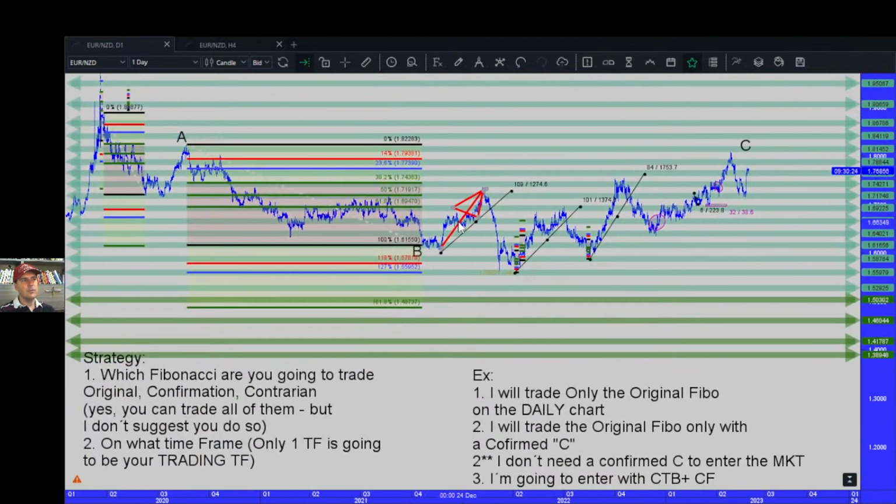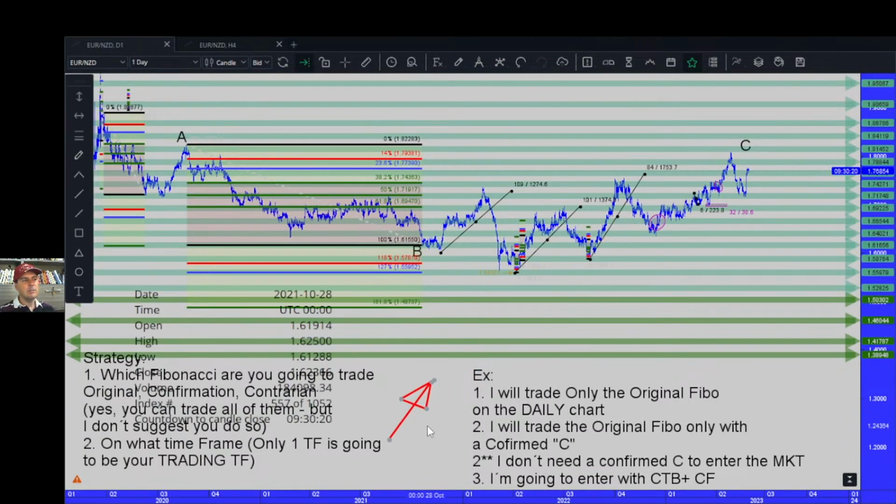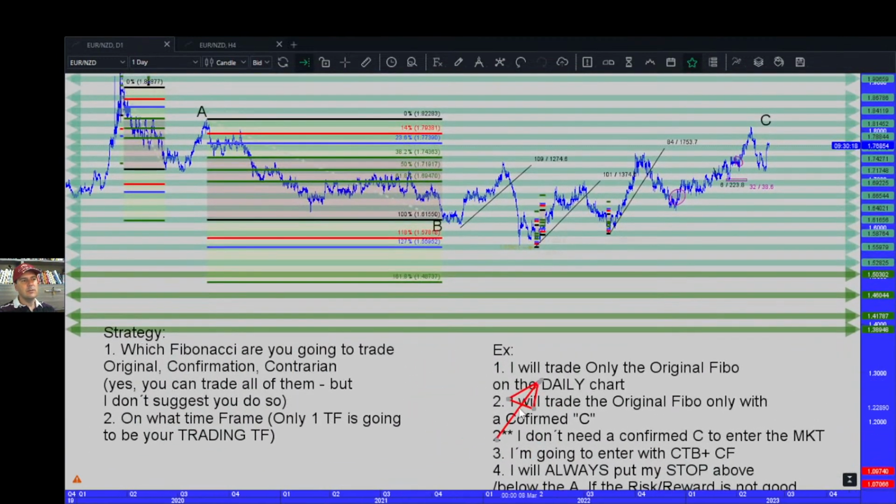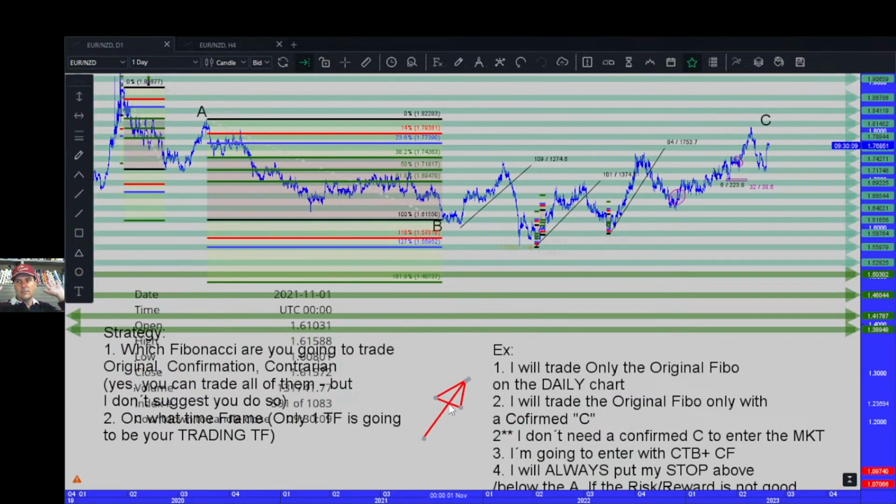Okay, so I could have entered here, I could have entered here, and I know some of you are thinking, oh, but the confirmed C is more secure, you have a higher probability, it's better with the confirmed C. This is what I'm telling you. Don't call me and don't send me emails. You build a strategy. Alright?